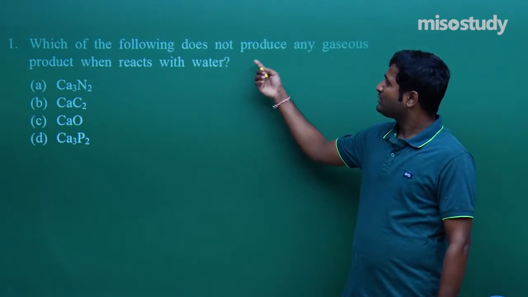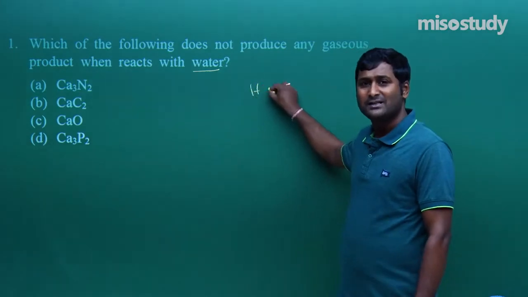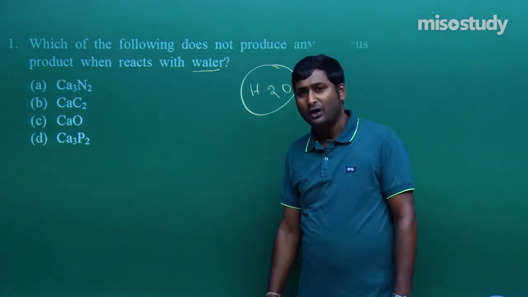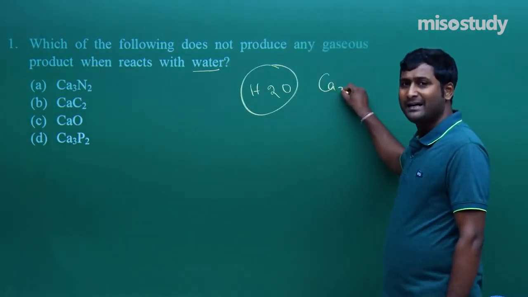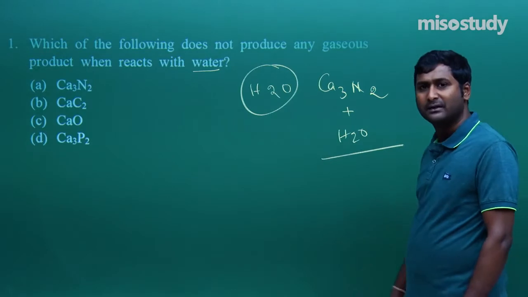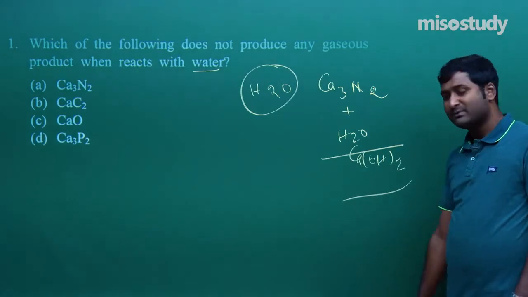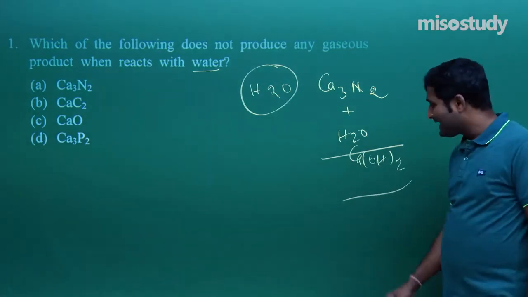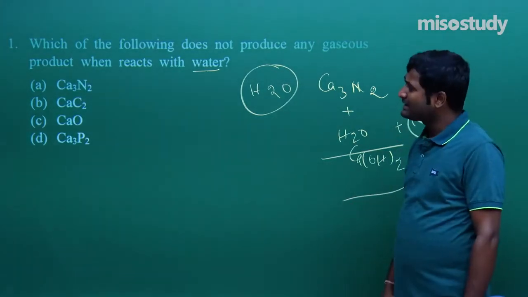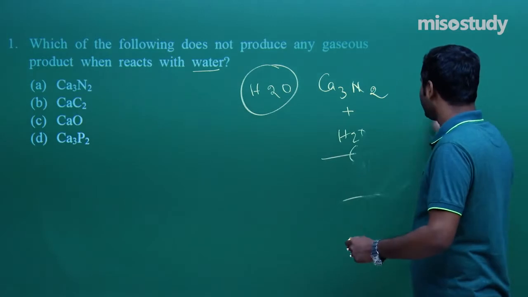Which of the following does not produce any gaseous product when reacted with water? Here H2O is given, and the first compound is calcium nitride. We know calcium nitride, Ca3N2, when treated with H2O gives one product, Ca(OH)2, and the next one is NH3. This is a gaseous product. So when Ca3N2 is treated with water, the product is a gas.